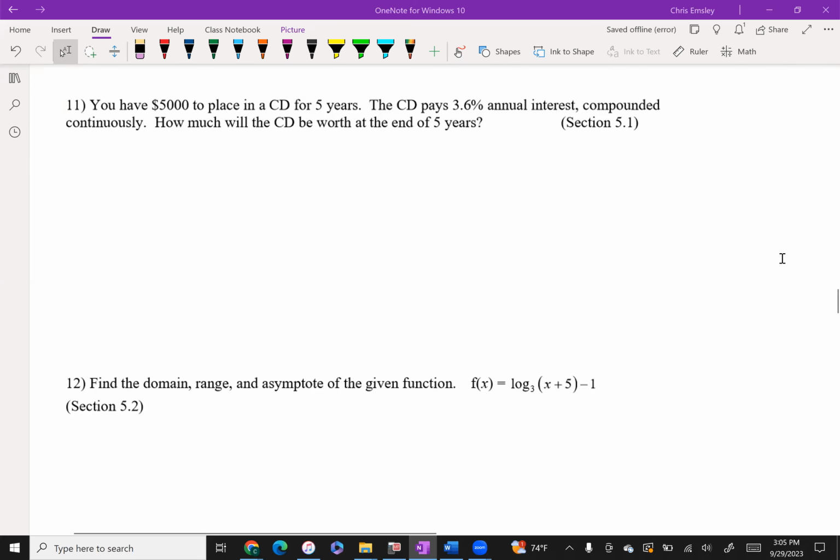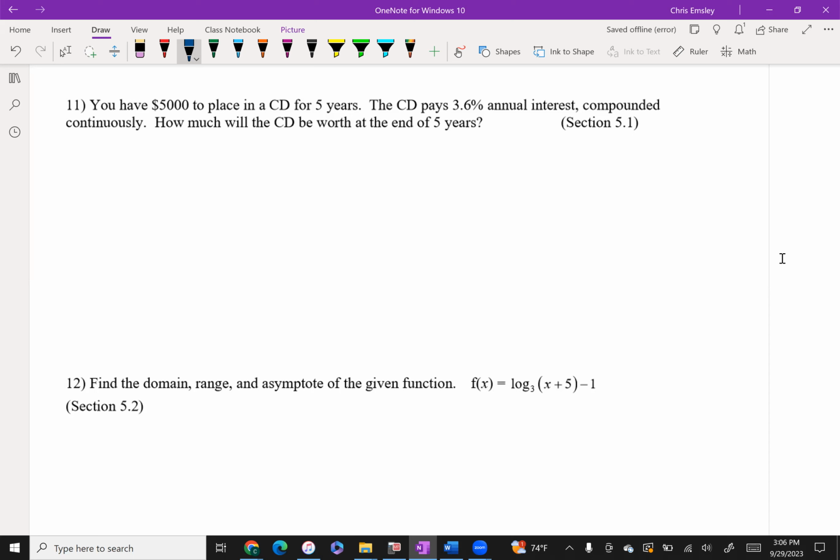Okay, for number 11, we have a compound interest problem here. You have $5,000 to place in a CD, that's a certificate of deposit, it's a savings account, for 5 years. The CD pays 3.6% annual interest compounded continuously. How much will the CD be worth at the end of 5 years?